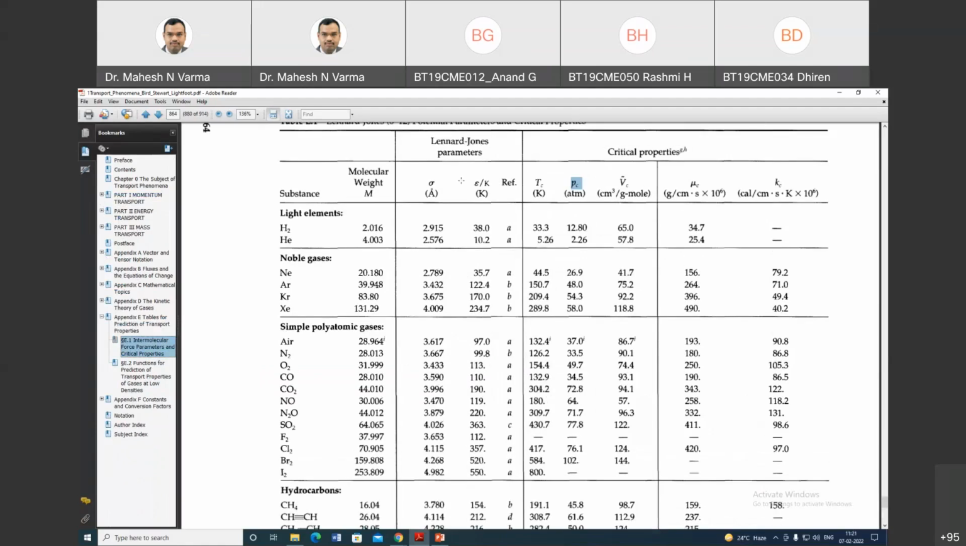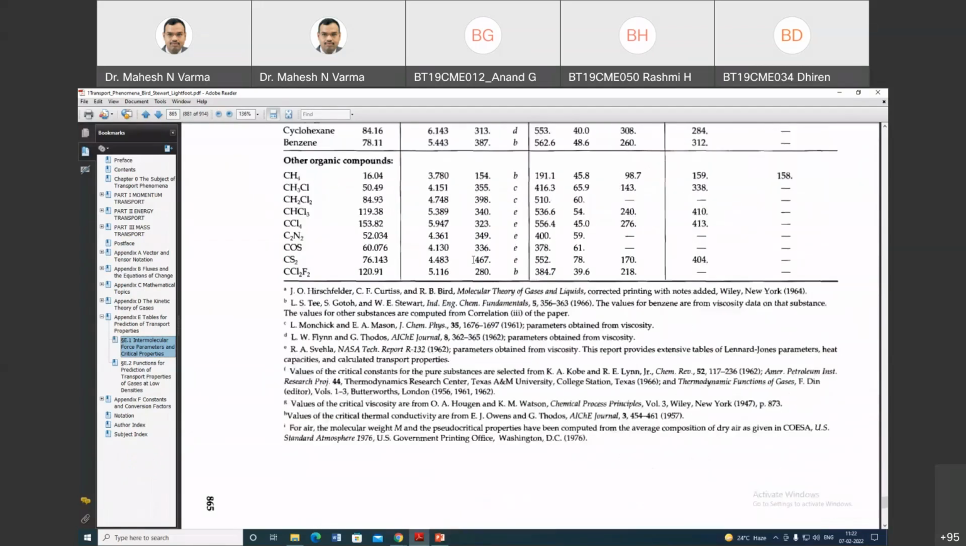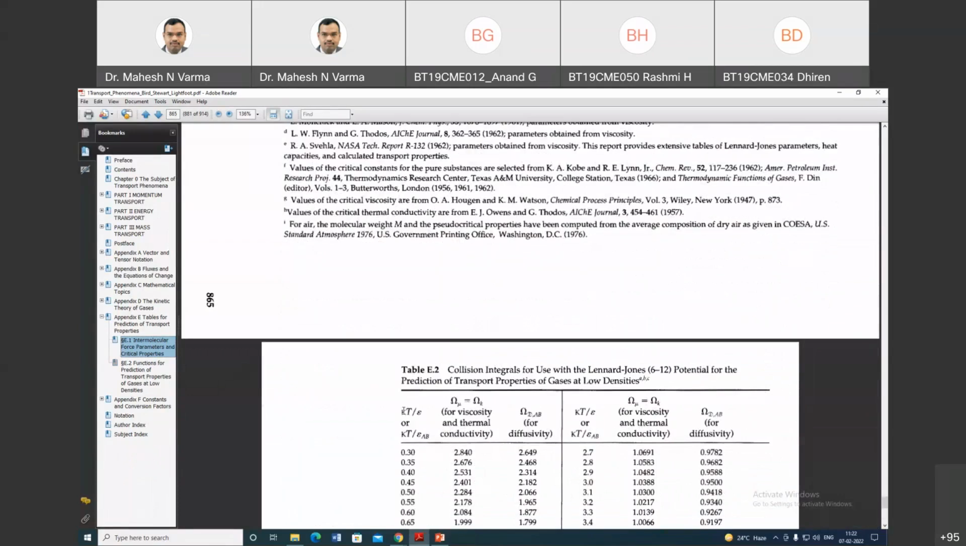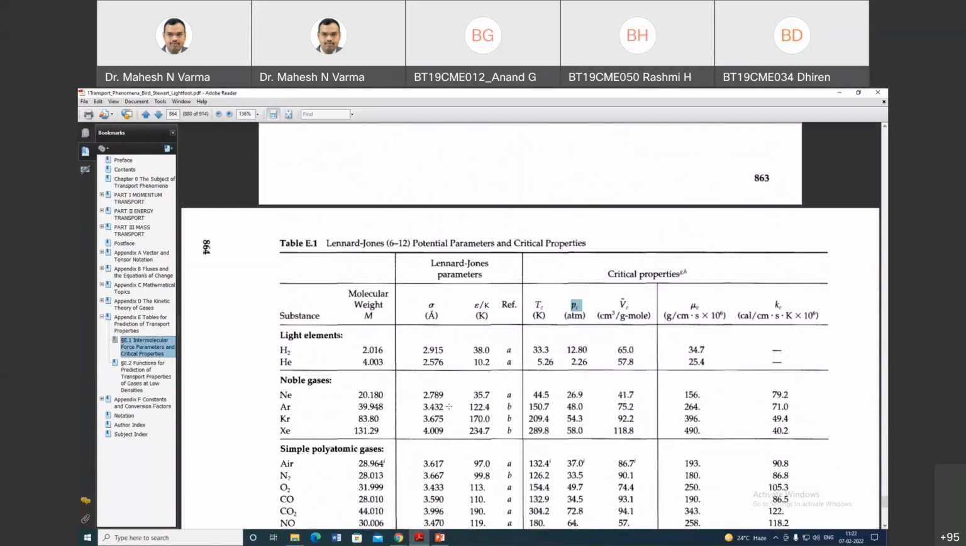Here you can see this is called the collision diameter, and using collision diameter and temperature you can get the value of epsilon by kT, or kT by epsilon. What is epsilon? Somewhere it might be mentioned. This epsilon by k is also one of the parameters.